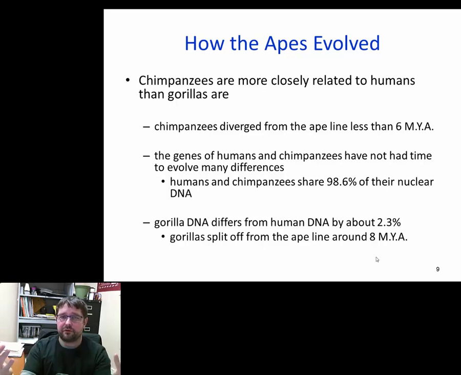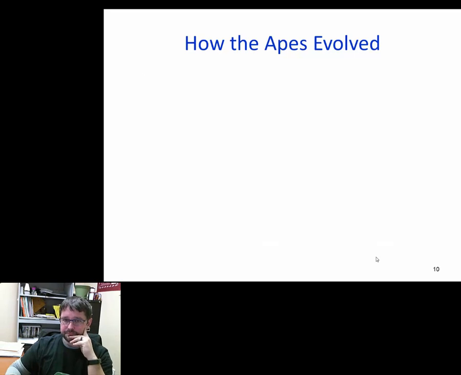Gorillas, on the other hand, we've been separated from gorillas for longer than chimpanzees. Probably somewhere around 8 million years ago, maybe a little bit less. It depends on the report again. 7 million years in some cases. And it's about a 2.3% difference. So nonetheless, in both cases, we share a lot of DNA with chimpanzees and gorillas. In fact, we share the same amount of DNA with chimpanzees that tigers share with lions. And so those lineages have been separated for about the same amount of time as humans and chimpanzees.